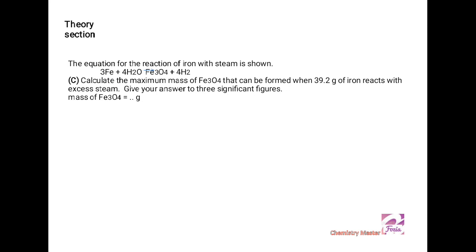You can also confirm their positions in the reactivity series just to check your answer. Okay, the next and last question from today's worksheet: the equation for the reaction of iron with steam is shown here. Calculate the maximum mass of Fe3O4 that can be formed when 39.2 gram of iron reacts with excess steam. Give your answer to 3 significant figures. Okay, that's the next job.